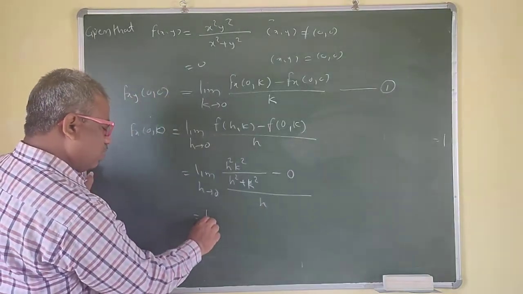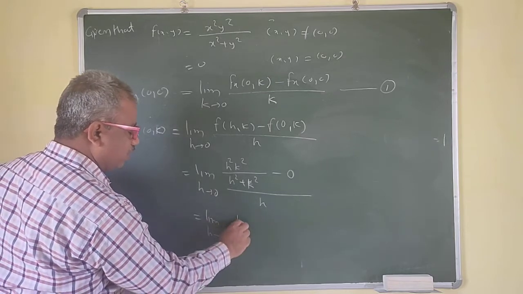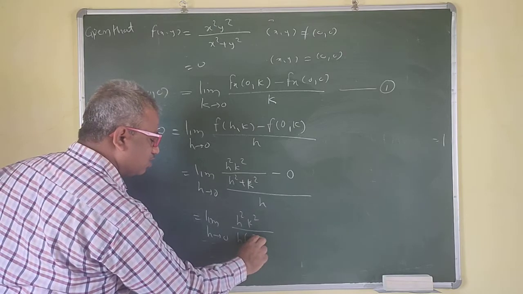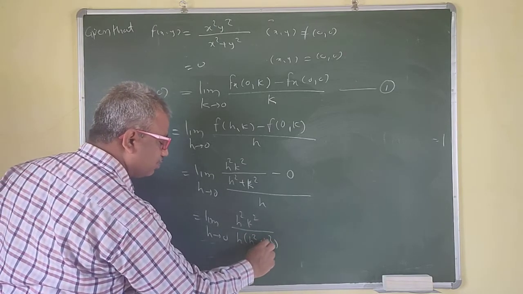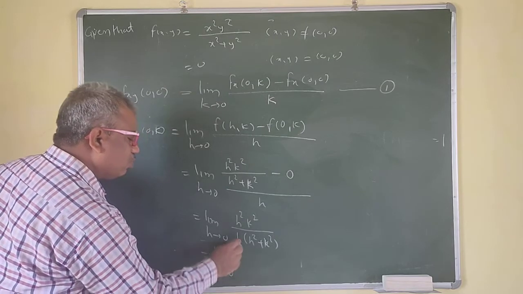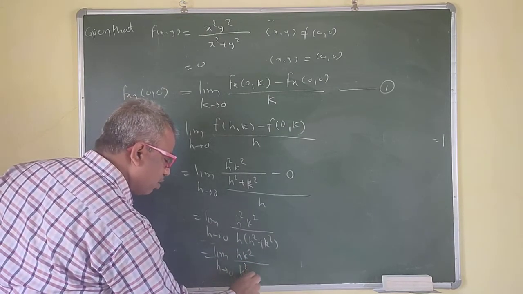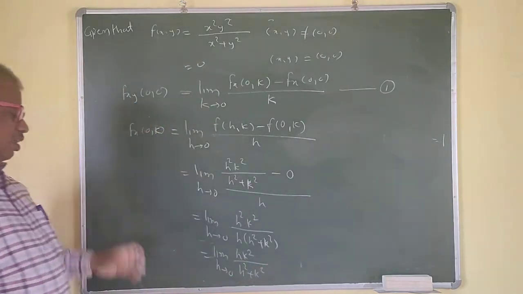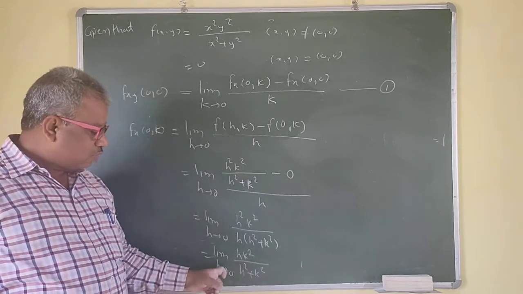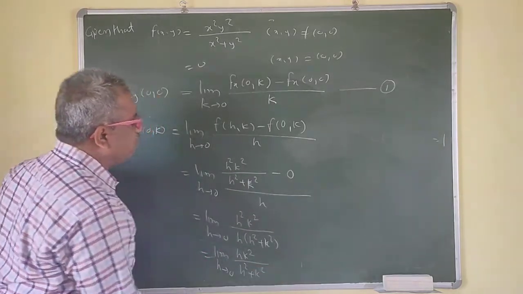So this is the limit h tends to 0. Now one h gets cancelled, and we get the limit h tends to 0 of hk² upon h²+k². Now see, this is not a 0 by 0 form. Your numerator is 0 but the denominator is not 0; the denominator is k². So if you take the limit, the limit will be 0.